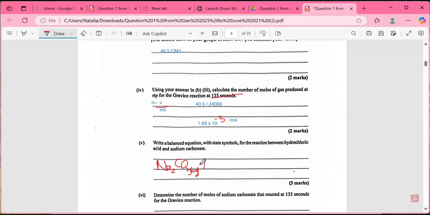Plus 2 HCl. All acids are aqueous, so I'm going to be using HCl, AQ. I'm going to get 2 sodium chloride, plus water. Water is a liquid, and CO2 gas.